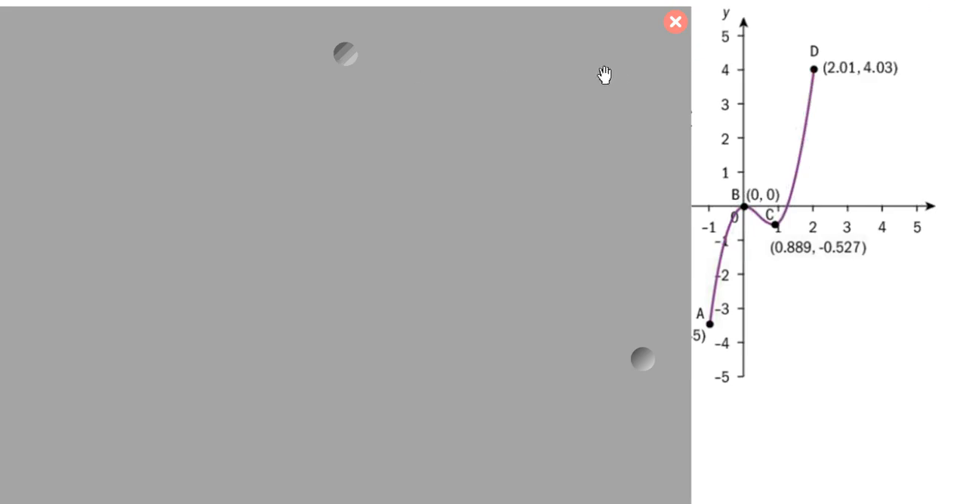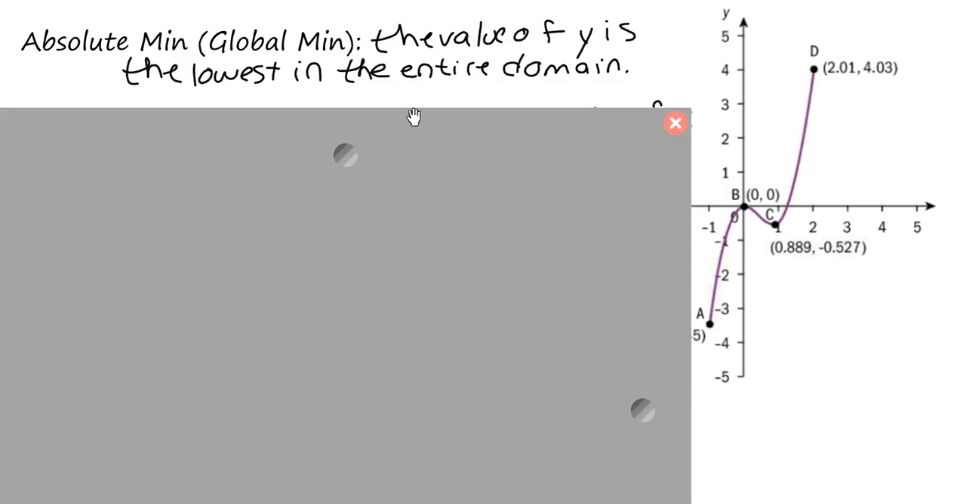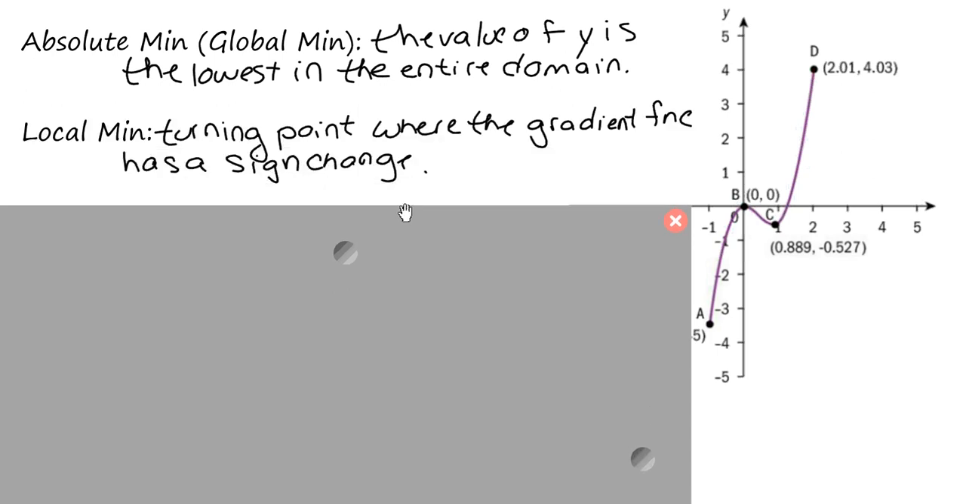We're now going to get into these highs and lows along the way because we can have multiples of these. So we have what's called an absolute min, also called a global min. An absolute min or a global min is where the value of y is the lowest in the entire domain. So the global min is where you have the lowest possible y value. Whereas a local min is going to be a turning point where the gradient function has that sign change. And I'll talk about that in a second. But local min, you're thinking like smallest within that region.